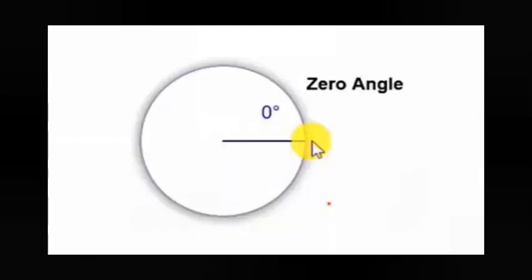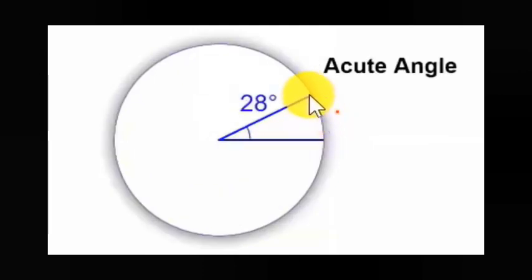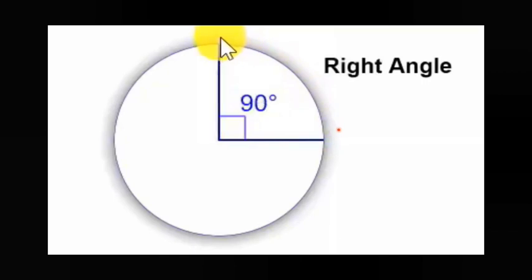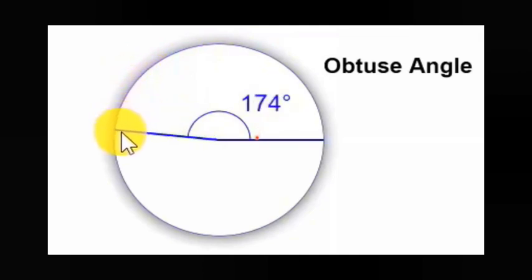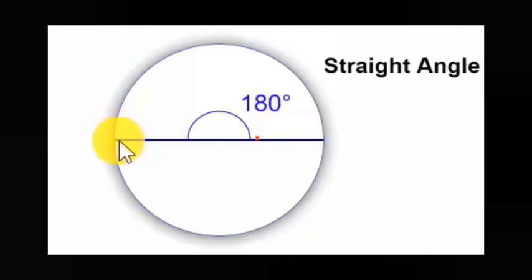Let's summarize what we have learned about the types of angles. Observe this picture carefully. Starting with the zero angle, where the distance between both the rays is 0 degrees. Such an angle is known as a zero angle. Next we have the acute angle, whose measure is more than 0 degrees, less than 90 degrees. And at exactly 90 degrees we have the right angle. After that we have the obtuse angle, whose measure is greater than 90 degrees but less than 180 degrees. Then we have the straight angle, whose measure is exactly 180 degrees.